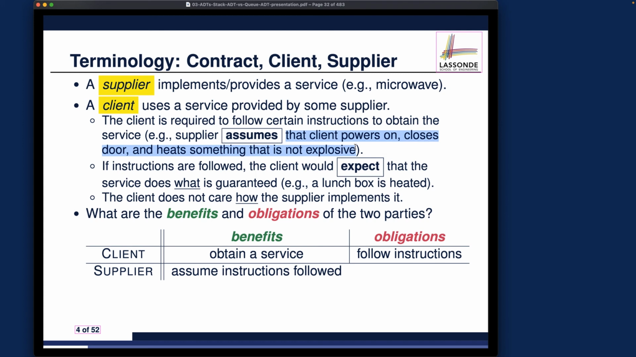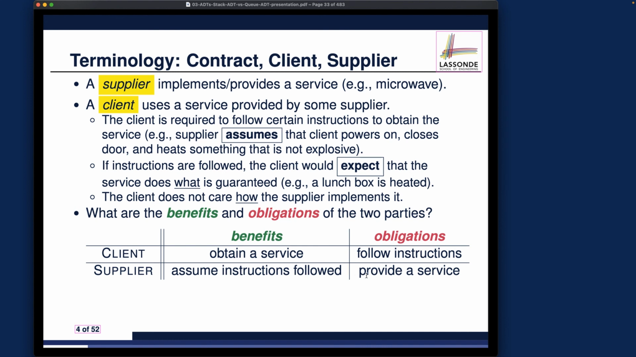That means that's the benefit to the supplier, because the supplier, the manufacturer of the microwave, doesn't really have to design and implement some very magic microwave, which can still heat up something that's explosive, or heat something up without turning on the power, or even with the door open, right? That's not something we are requiring the supplier to do. So the supplier can make certain assumptions about what their client is going to follow when they use the microwave. So that's why I say it's the benefit for the supplier. And what about the obligation for the supplier?